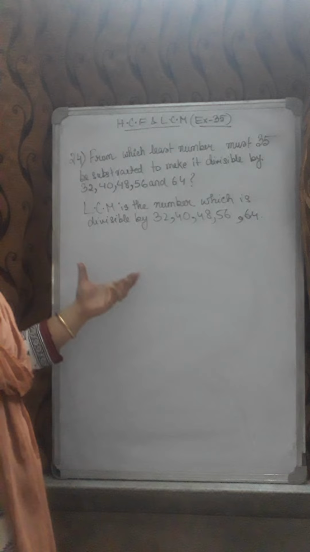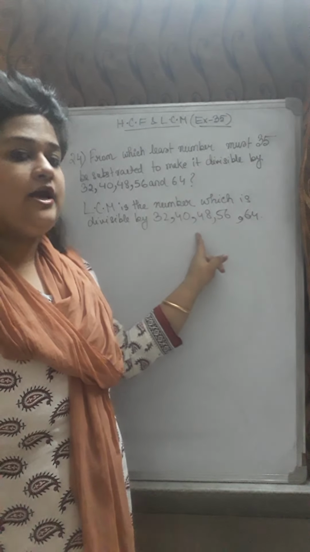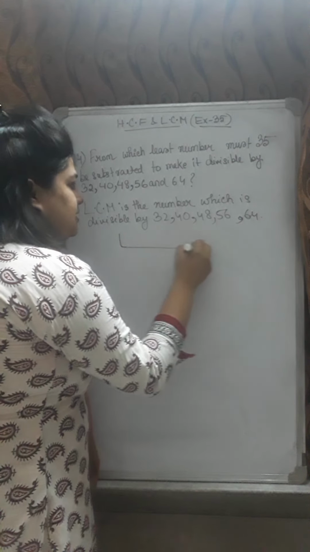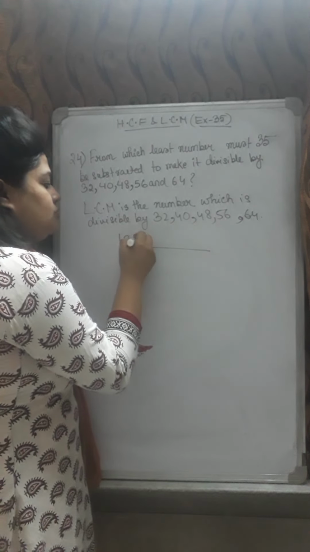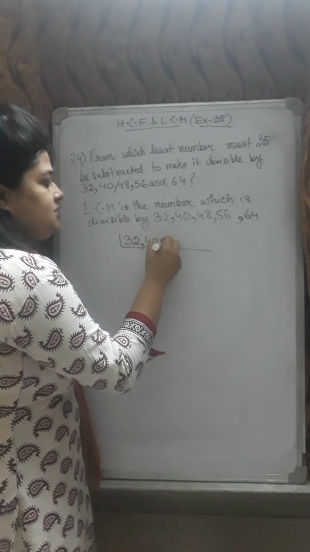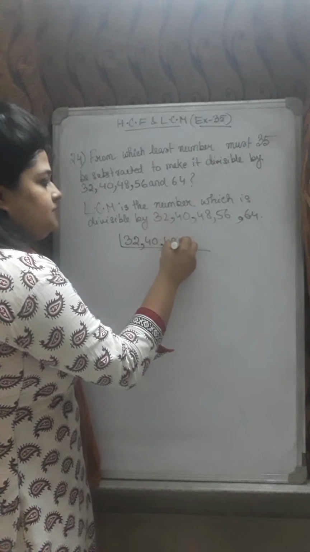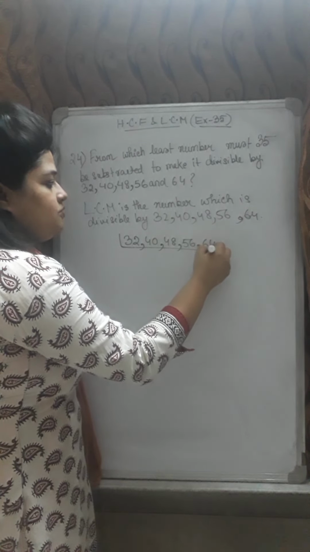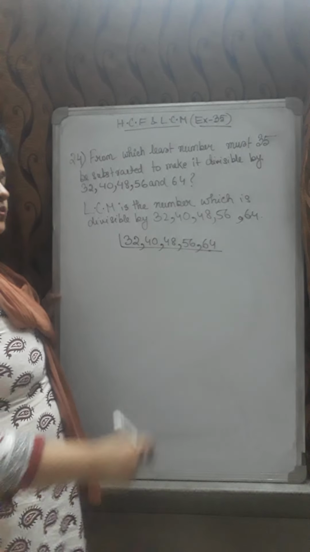So if I find the LCM, we know that the LCM can be divisible by all these numbers individually. So first we will find out the LCM in order to know what will be the number that is divisible by all these set of numbers individually. All of you know how to find out LCM. You will begin with 2.